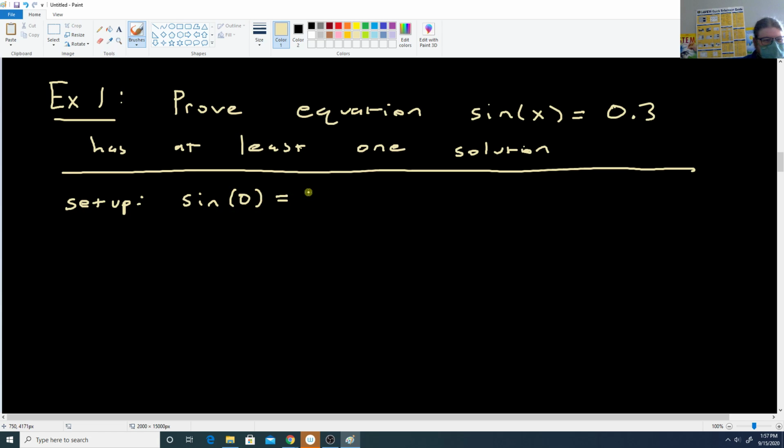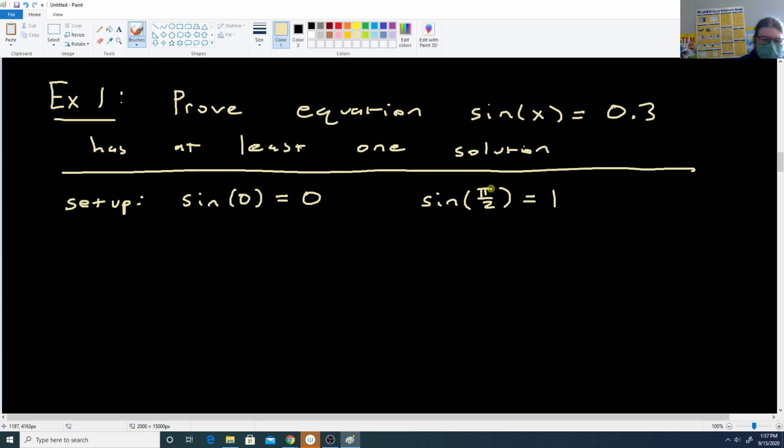So sine of 0 is equal to 0. So I know for the x value 0, the y value is 0. Sine of pi over 2, pi over 2 is 90 degrees, so sine of pi over 2 is 1. So I'm going to use this because 0.3 is between 0 and 1. That's why I'm choosing the interval 0 up to pi over 2.